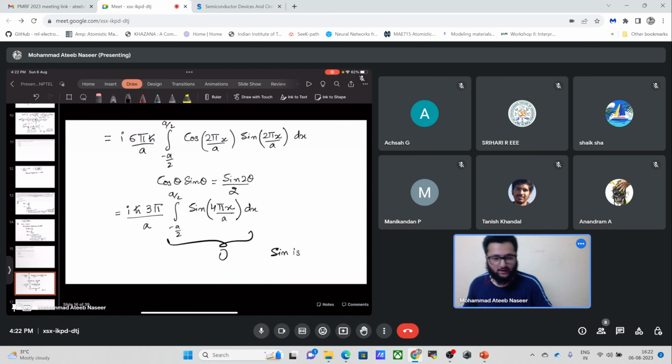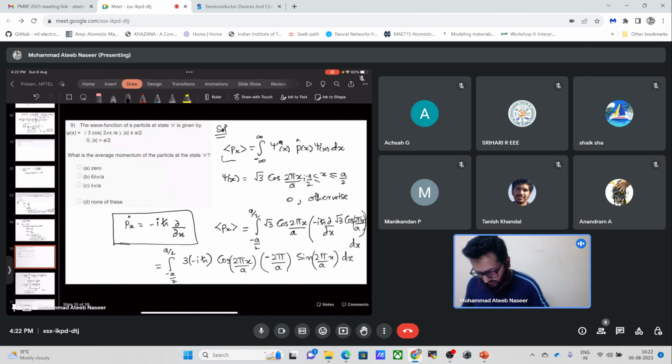Sorry for this interruption. I had to take this call. So this sine is an odd function. So between the limits of minus a by 2 to plus a by 2, it would give us 0. So this value would come out to be equal to 0. So yes, option A is what we are going to select.